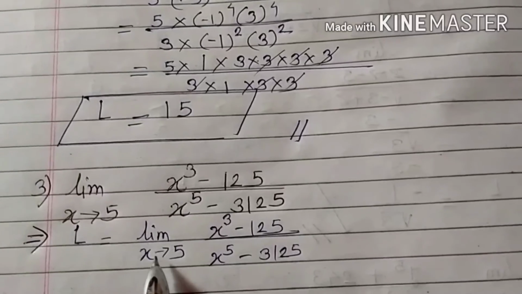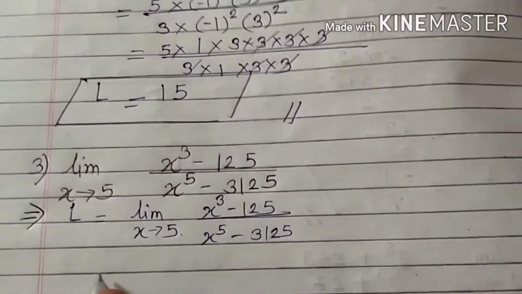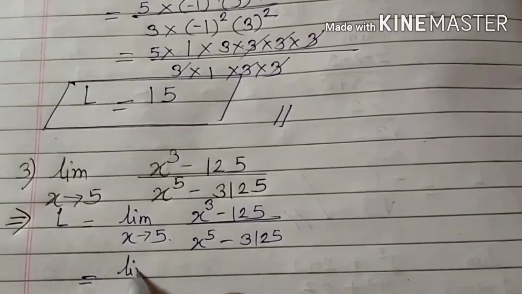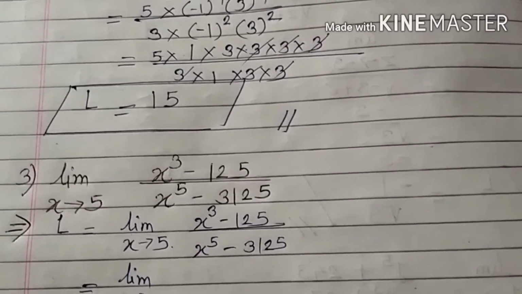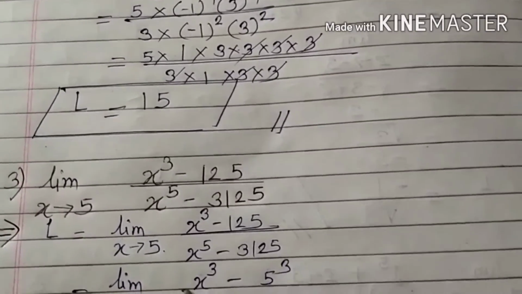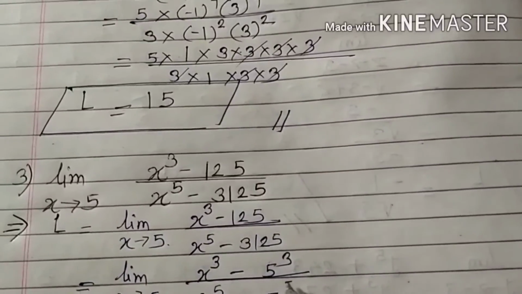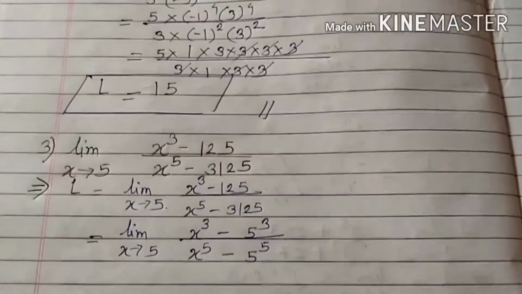Now you can observe that x tends to 5, which means it is related to 5. So limit x tends to 5. We know that 5 cube is 125 and 5 raised to 5 is 3125.